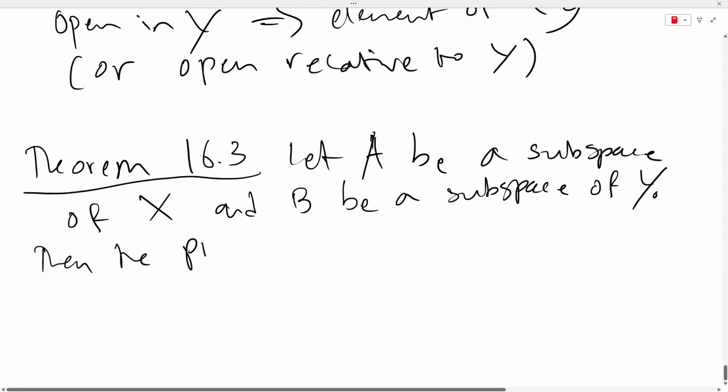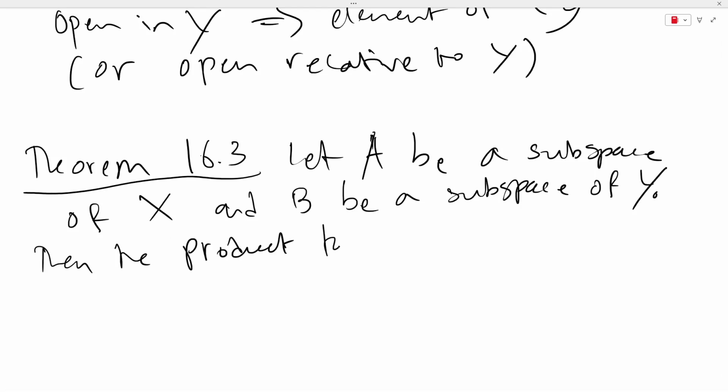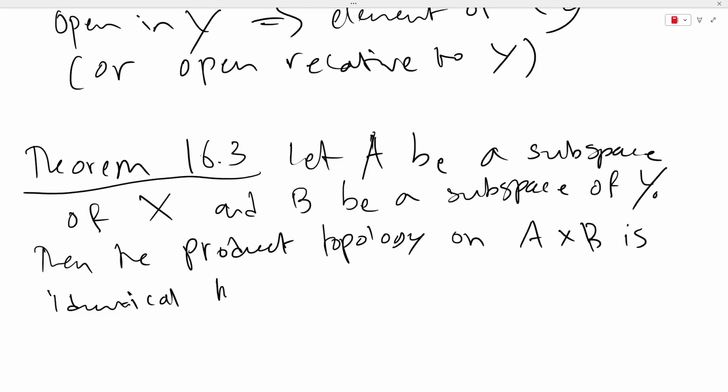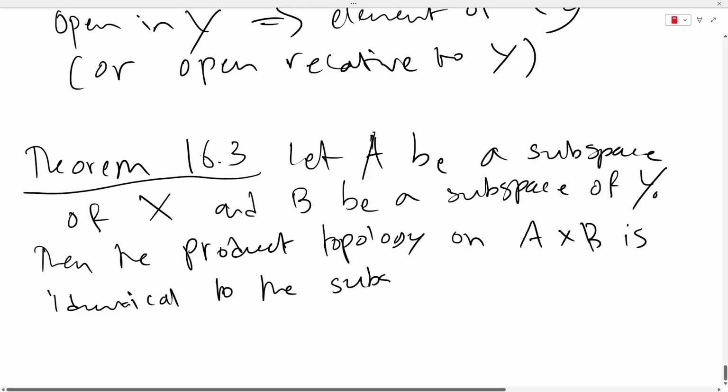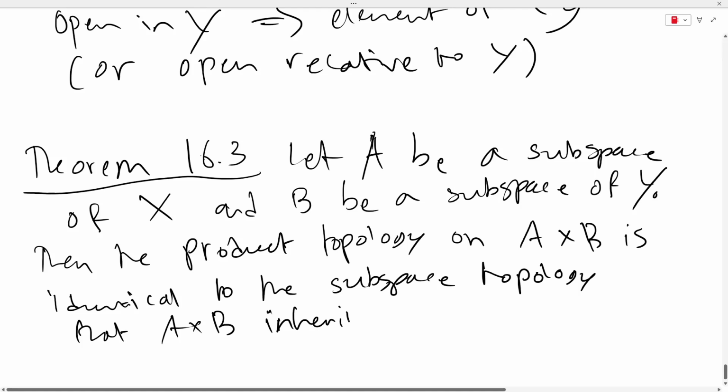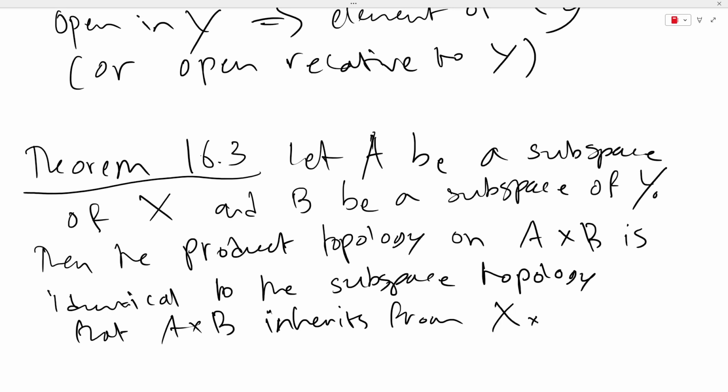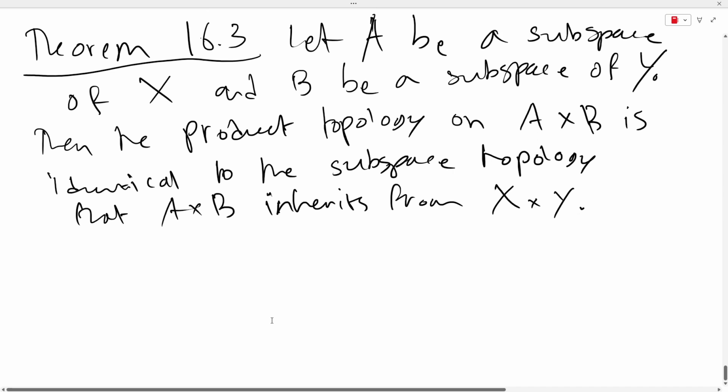Then the product topology on A times B is identical to the subspace topology that A times B inherits from X times Y. So it's basically like if you take the product of two subspaces, it's also a subspace of the product topology.